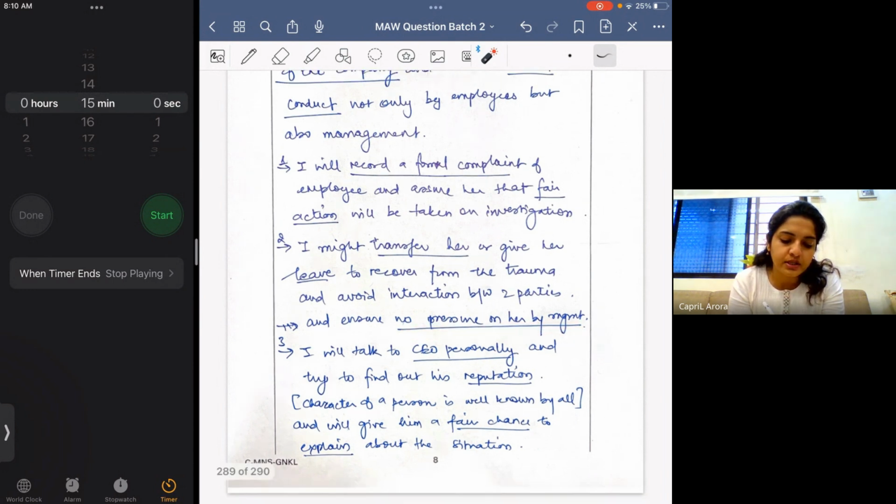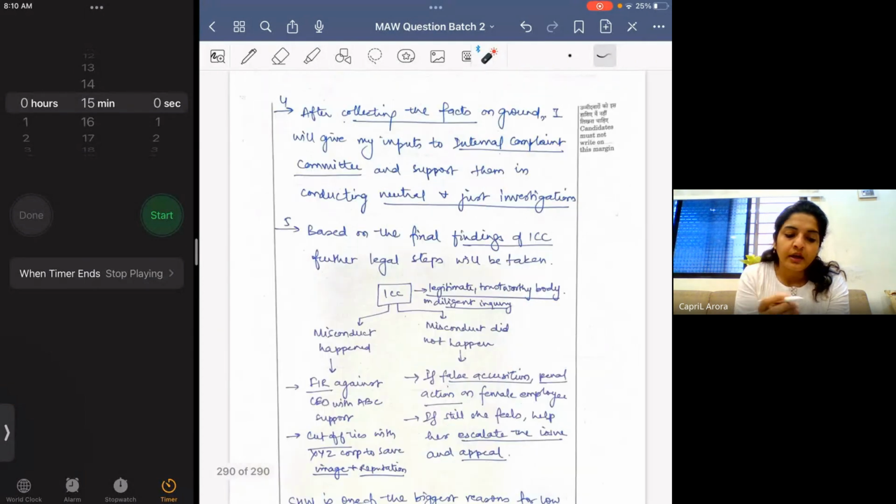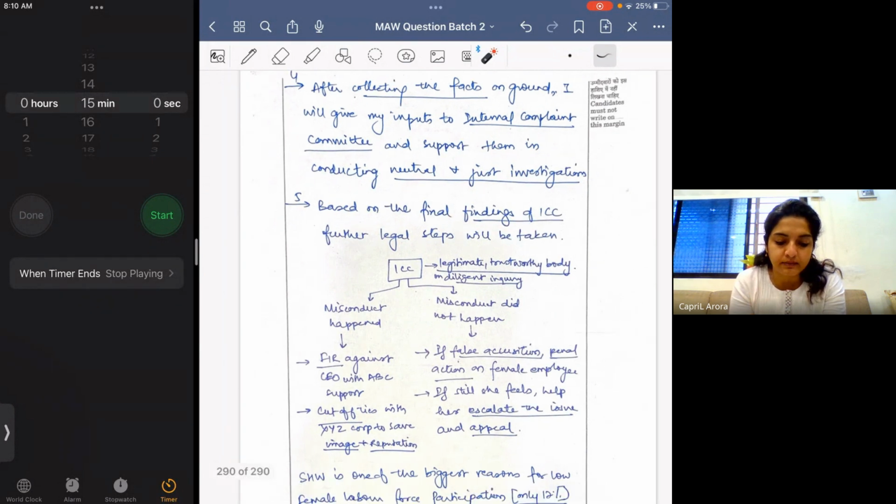I will talk to the CEO personally and try to find out his reputation. The character of a person is well known by all, and I will give him a fair chance to explain the situation. After collecting the facts on the ground, I will give my inputs to the Internal Complaint Committee and support them to conduct a neutral and just investigation. Based on the findings of the ICC, further legal actions can be taken.